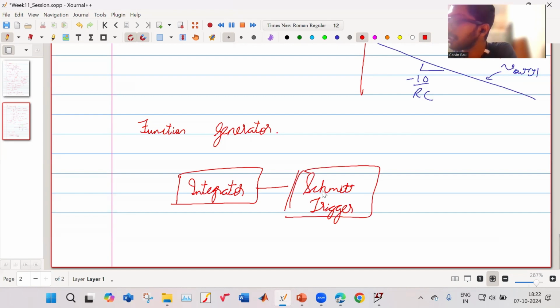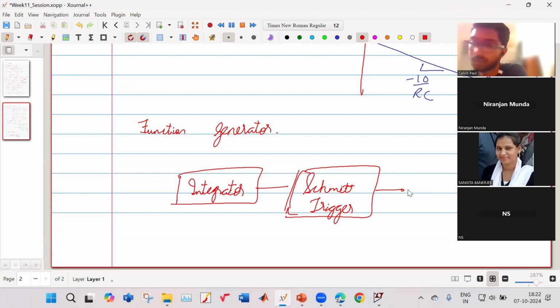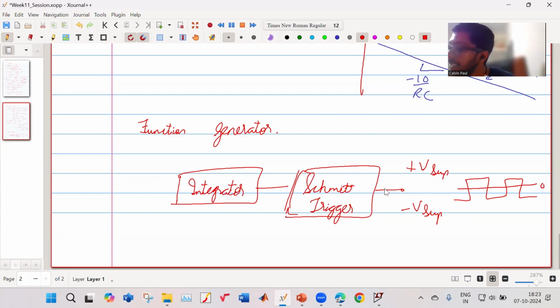So what will be the output of my Schmitt trigger? Can anyone tell me? The Schmitt trigger can only have two values, plus V supply or minus V supply. That will be either plus V supply, minus V supply, plus V supply, minus V supply. So just like a square wave. This is the DC value 0. This is fed as an input to my integrator.